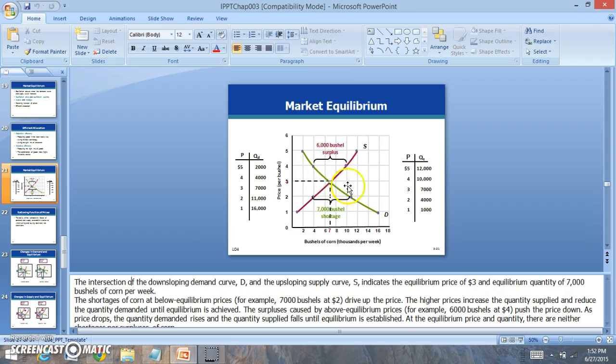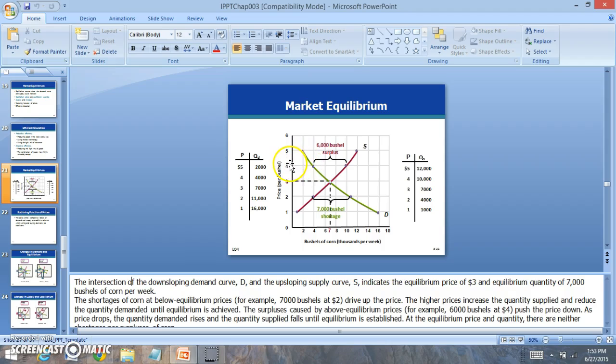Equilibrium is where supply and demand intersect. This is where buyers and sellers agree upon the price. So equilibrium in this situation is $3, and the equilibrium amount of corn is 7 bushels.